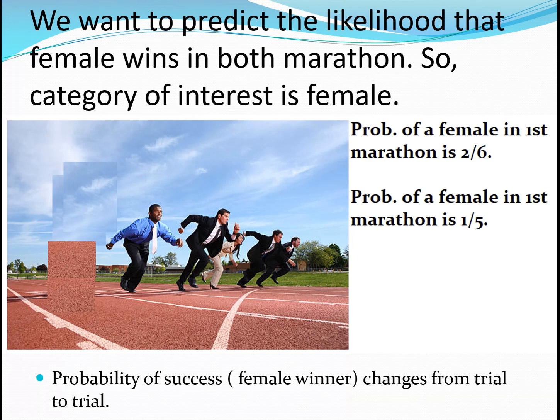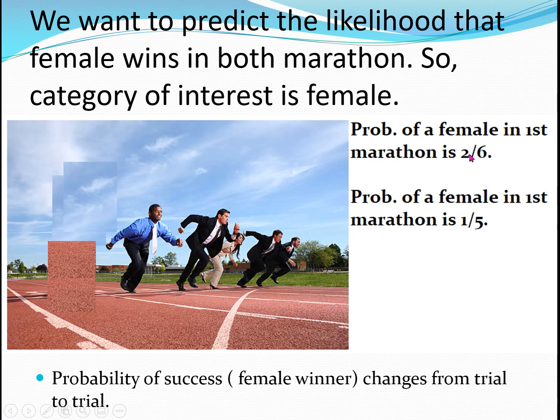And what is meant by success? The category which you want to analyze. For example, here I want to predict the likelihood of a female winning the 2 marathons. So the probability of success means the probability that a female wins. So you can see that the probability of success, or the probability that a female wins the marathon, changes from trial to trial.